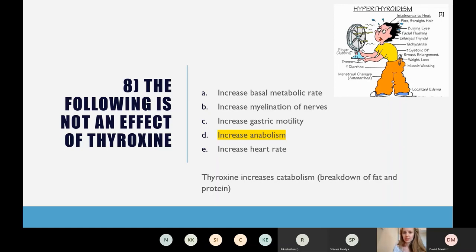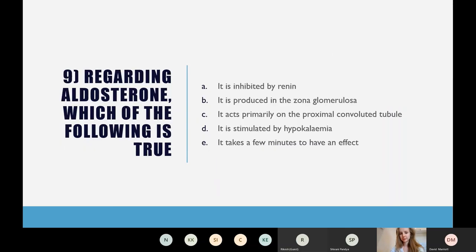And I think one of the easiest ways to remember the effects of thyroxine is to think about patients who are hyper and hypothyroid and what symptoms and signs they have. So that's why I've got that little picture there. If you think about it, hyperthyroid patients often have muscle wasting and are very thin, in part due to the increased catabolism and increased basal metabolic rate.